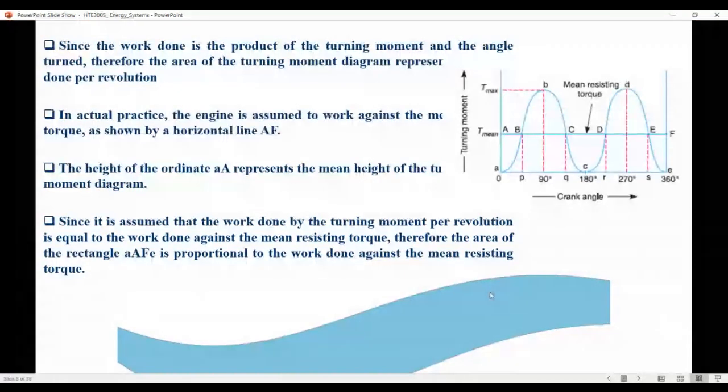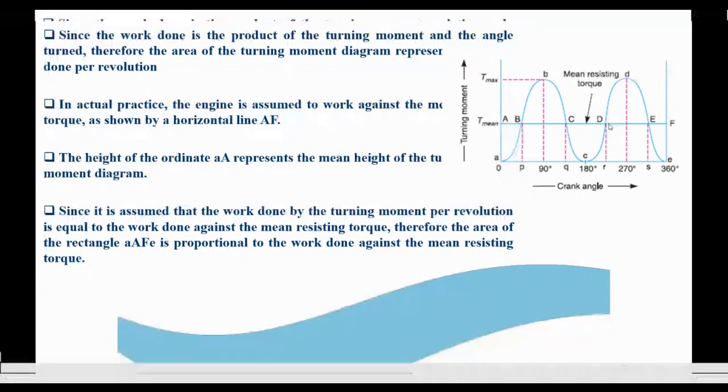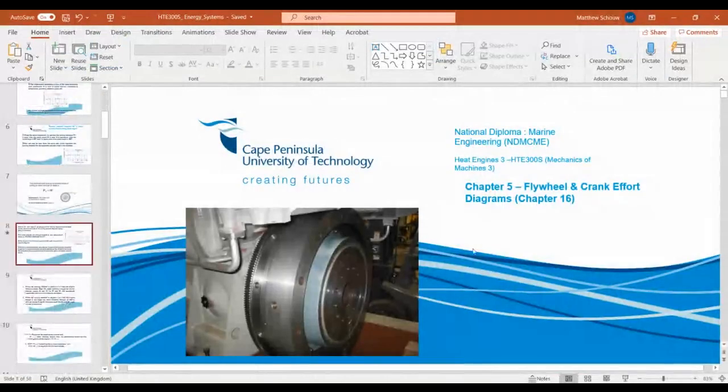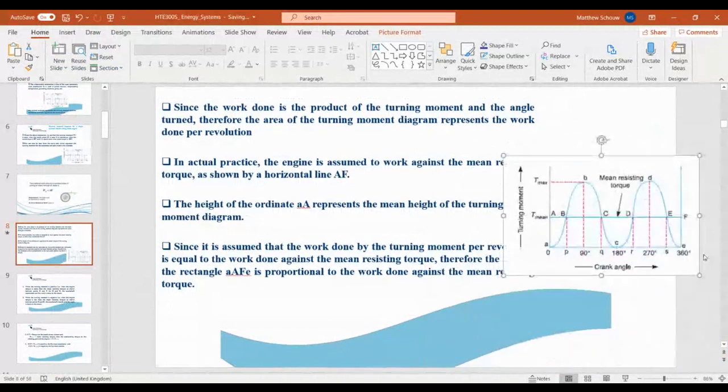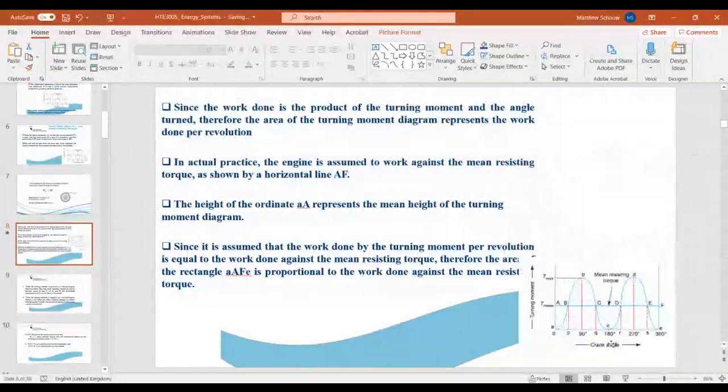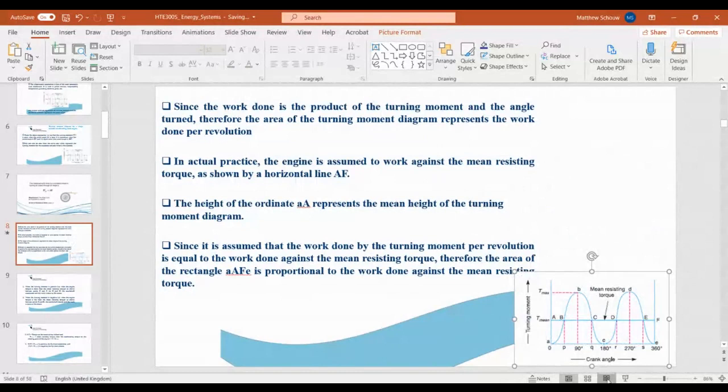So what it's saying is, since the work done is the product of the turning moment and the angle turned, that's why I threw that in there. So remember, at the end of the day, we're going to be looking at joules here. Joules will be the unit of the day, right? So the area under the curve represents the work done per revolution. This diagram was just to show you that, more than anything else.